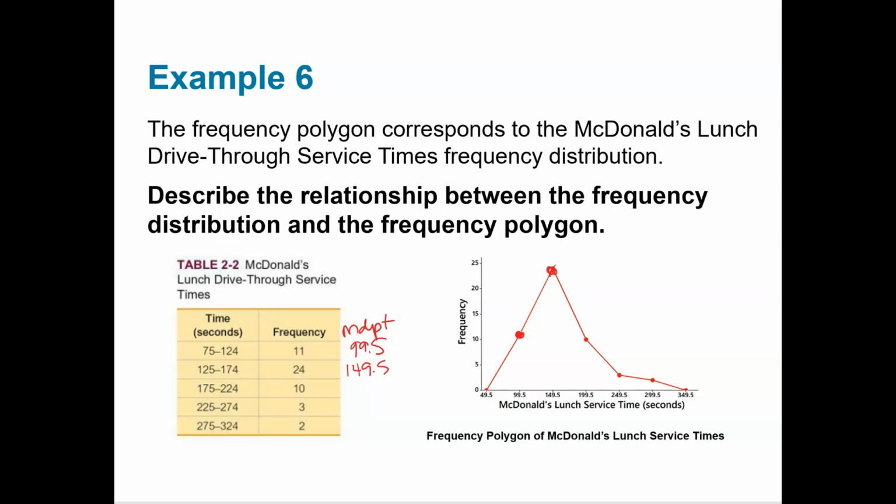Another thing I notice is that it actually starts with the class before and the class after. The first midpoint here is 99.5, but it wants to start at the 0 and end at the 0. So that's a little bit different. What else do you notice about this graph?